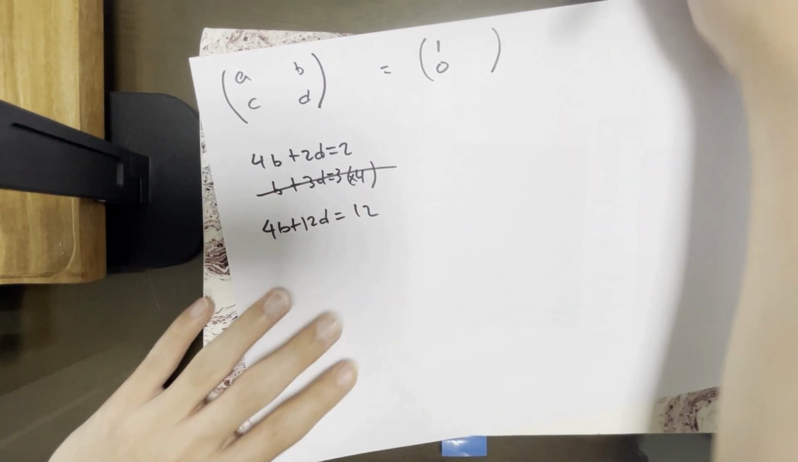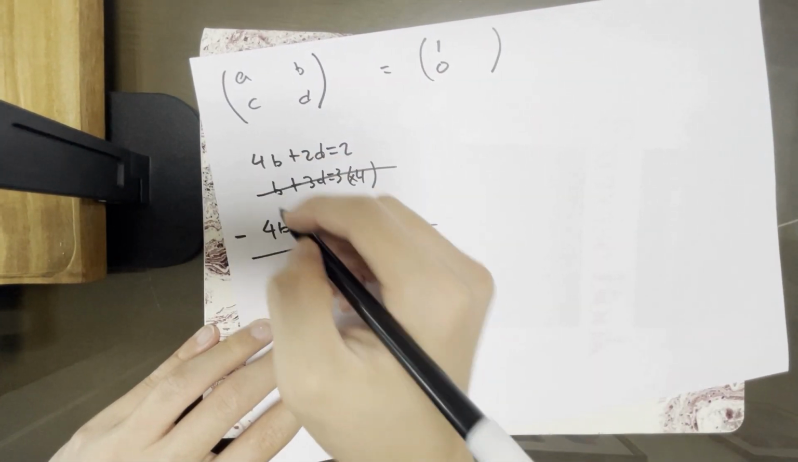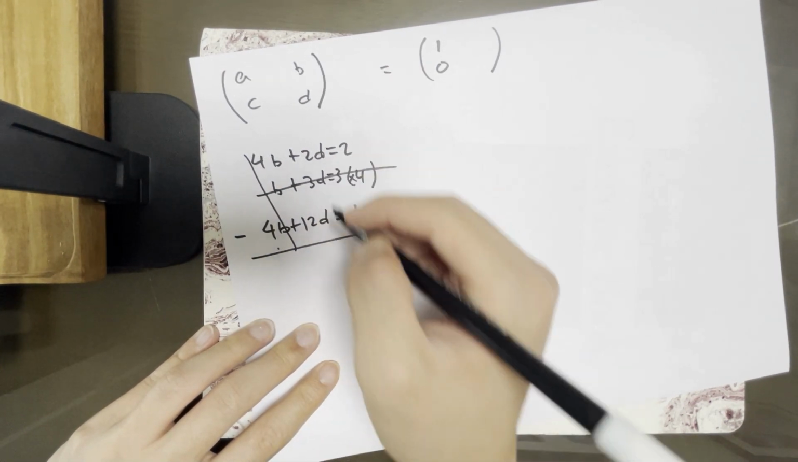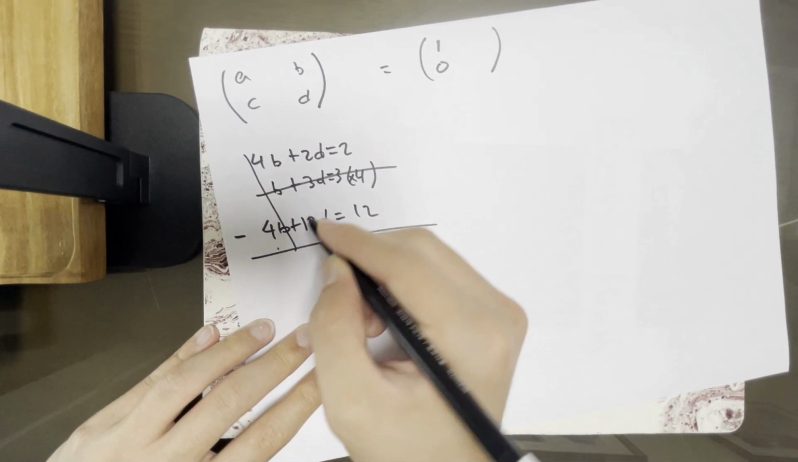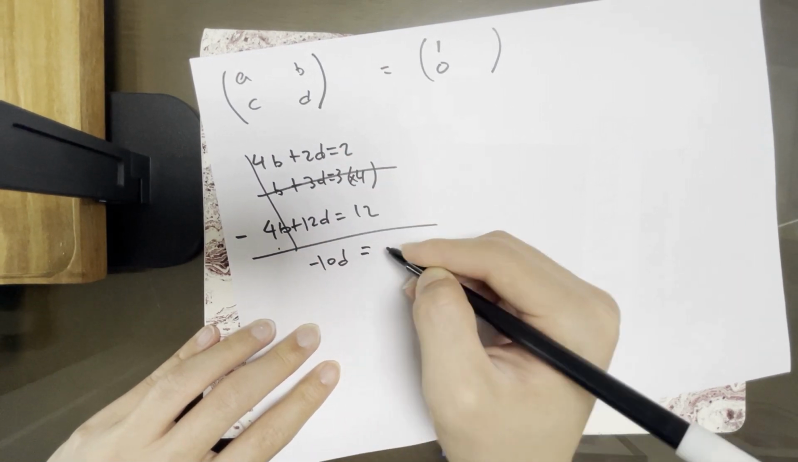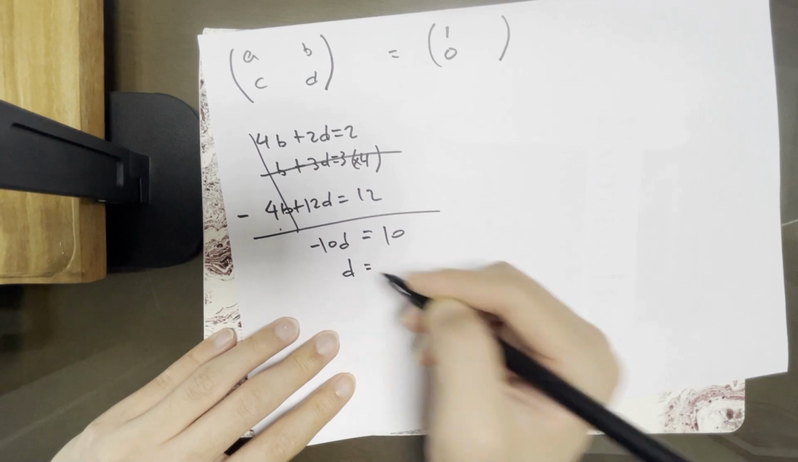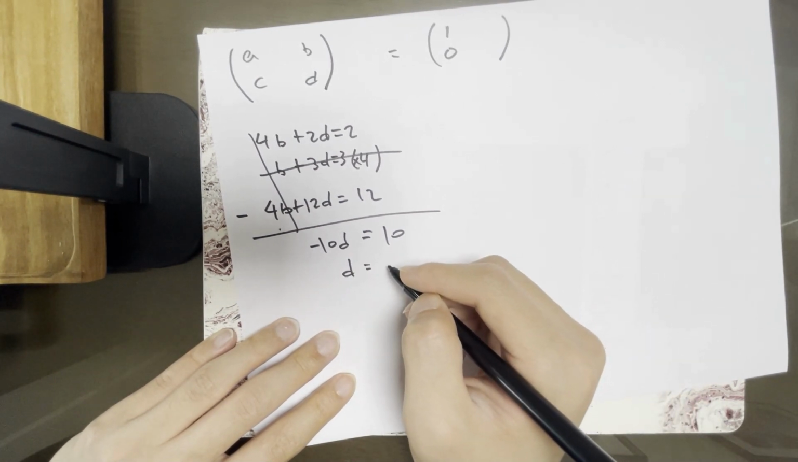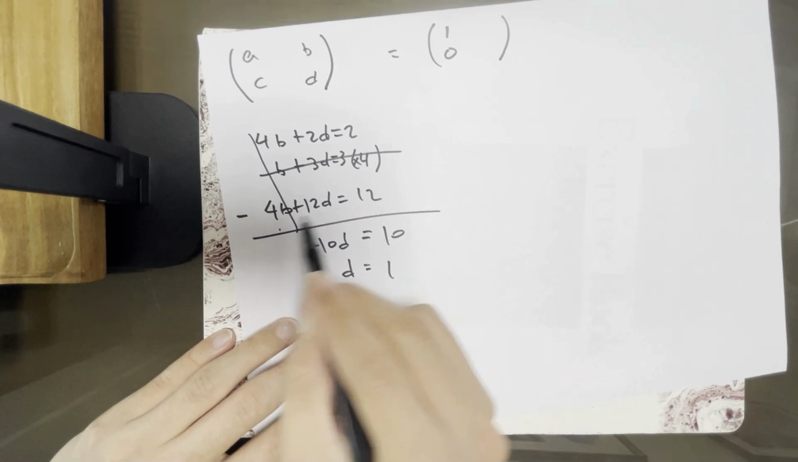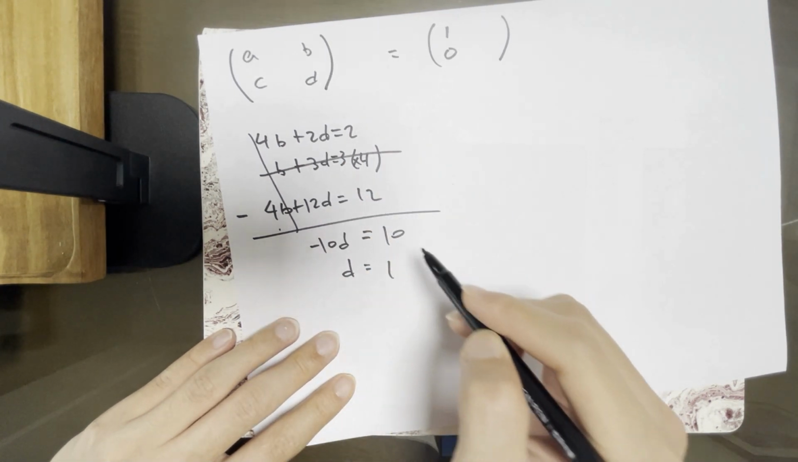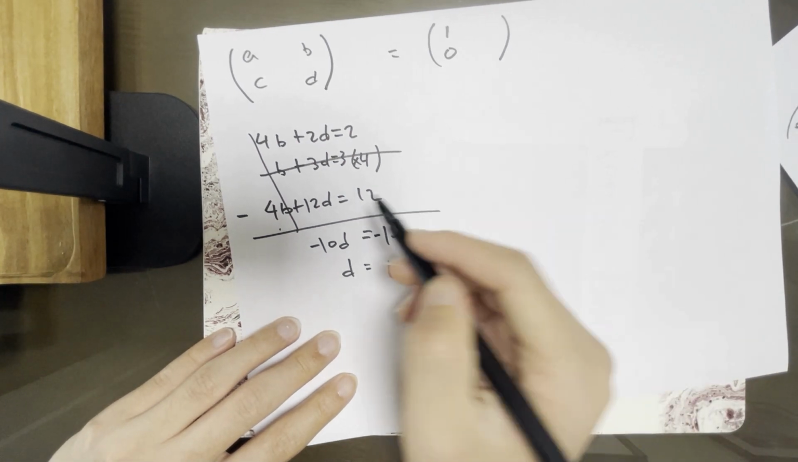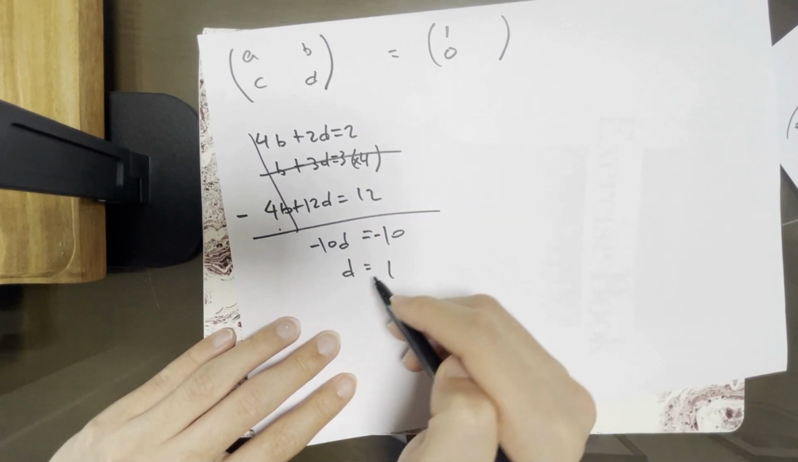We can get rid of that now. And we can minus this to get rid of b. That gives us 4b minus 4b is 0, right? 12d minus 2d should give us minus 10d equals 10. So d is going to be 1. Minus 12 plus 2 should give us minus 10. So d should be 1.